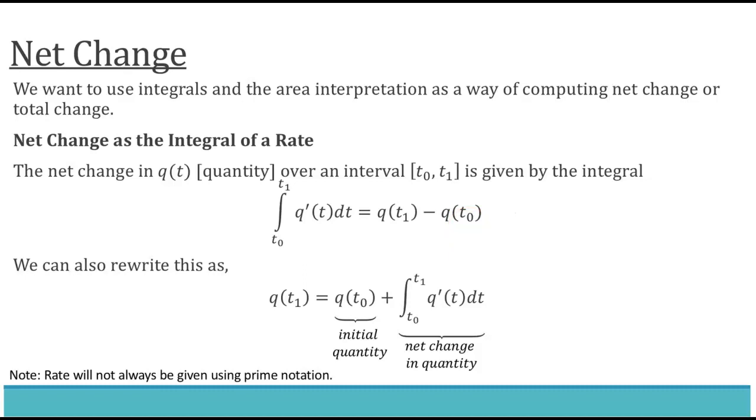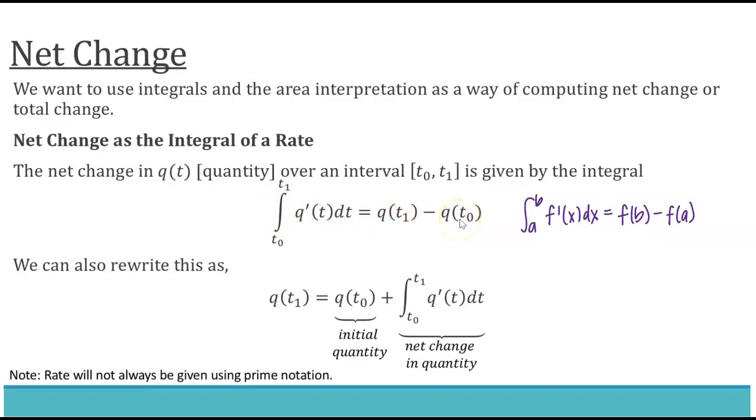We are used to the fundamental theorem of calculus as the integral from a to b of f prime of x dx is equal to the antiderivative of f prime, which is f, evaluated at b, f of b, minus f of a. So here now we're instead just using q as the quantity function, and so when we integrate a rate, I get a net change in quantity.